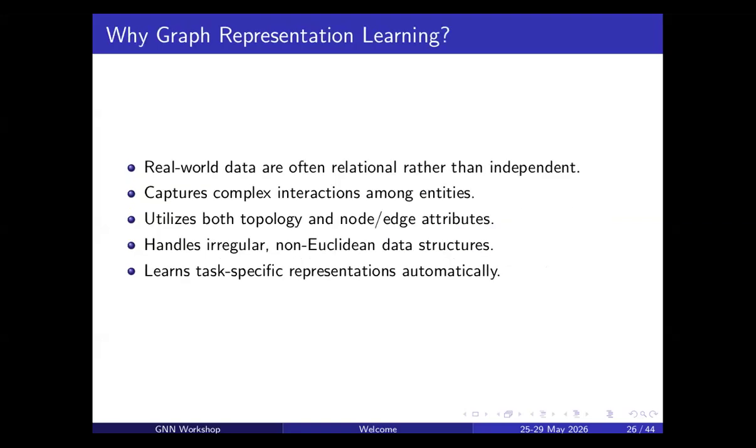Why graph representation learning is important may be the next question. Because we already saw that many real world data are often relational data, or they have dependency between the data points. They're not independent. So these methods, especially graph neural networks, are meant to capture more complex interaction among the entities.